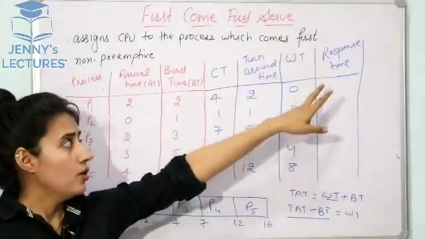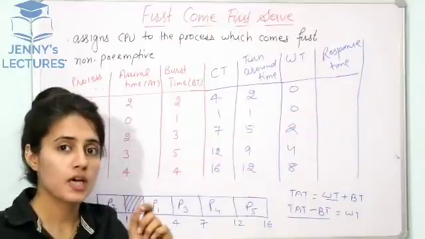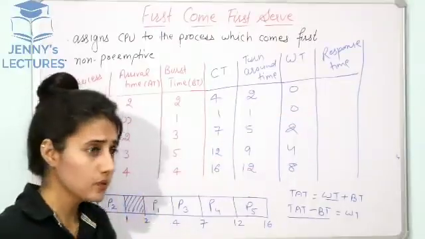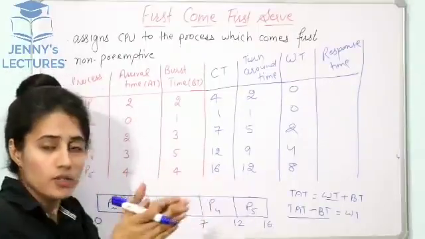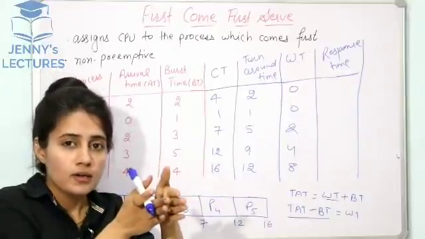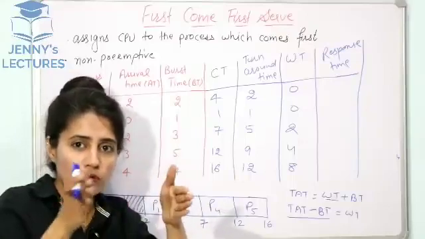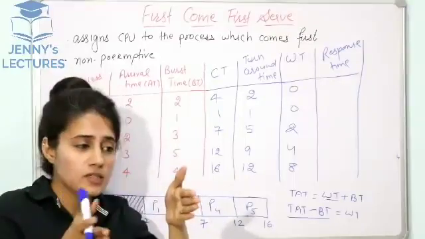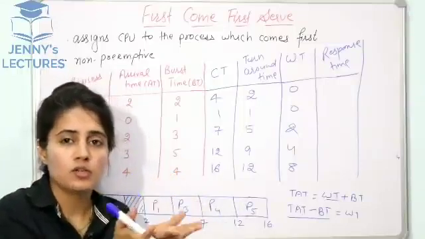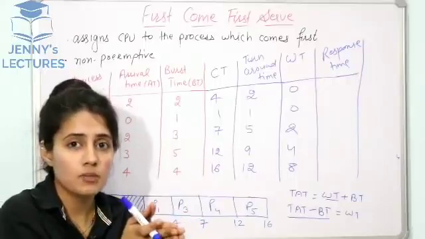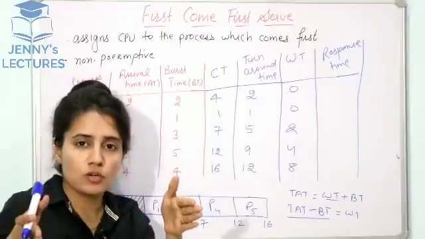The time at which the CPU has been allocated to a particular process the first time. See, first time. Okay, that is response time after the arrival of that process. Means a process has arrived, that process is in the ready queue, and then the CPU is allocated to that process the first time. One thing is, when the process arrives, if the CPU is allocated to that process at the same time, then response time may be 0 only. And maybe sometimes the process has to wait in the ready queue for some time, and after that the CPU is allocated to that process.